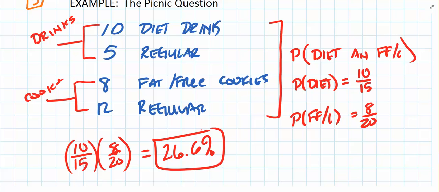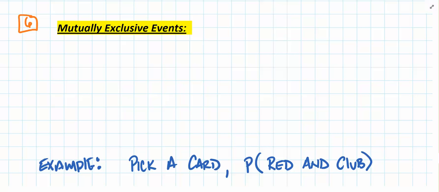Okay. How would the question change if I wanted a diet and a regular cookie? What would it be? I just switch it around, right? No big deal. All right. Before we move on and talk about the or, we have to talk about this phrase called mutually exclusive events. Has anyone ever heard this phrase before?